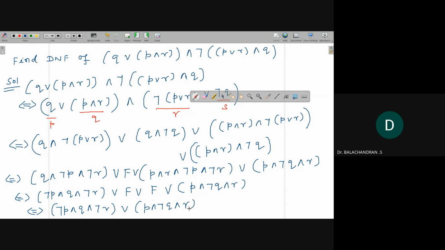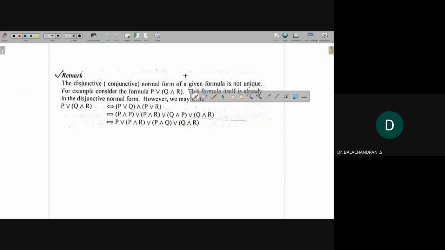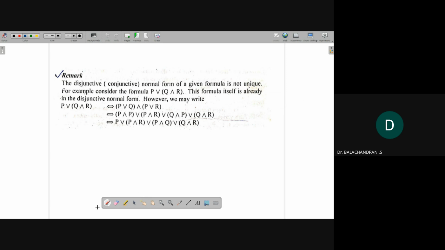So this is actually, here you can see, this is a sum of products. Okay, sum of products. So this is a DNF. This is the required DNF of the given problem. Okay, and then I am going to tell you the most important remark: that the disjunctive normal form, the DNF or CNF of a given formula, is not unique.